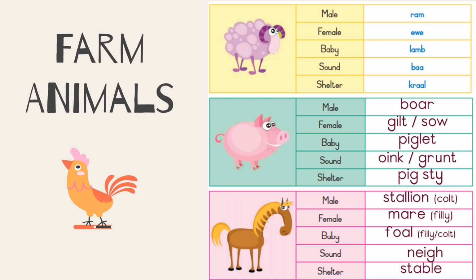Then we have the horse. A male horse is called a stallion. A female horse is called a mare. A baby horse is called a foal. Or the female baby horse is a filly. Or the male baby horse is called a colt. Then the sound a horse makes is neigh. And they live in a stable.